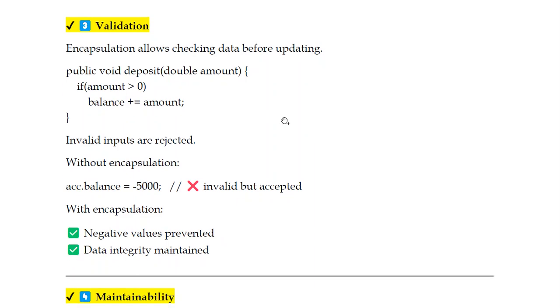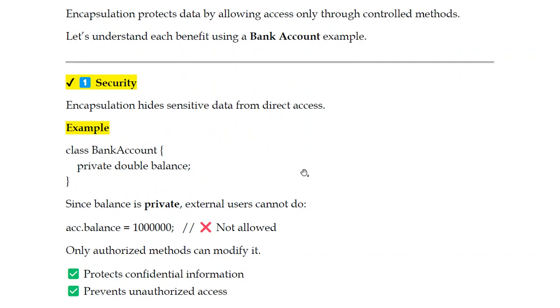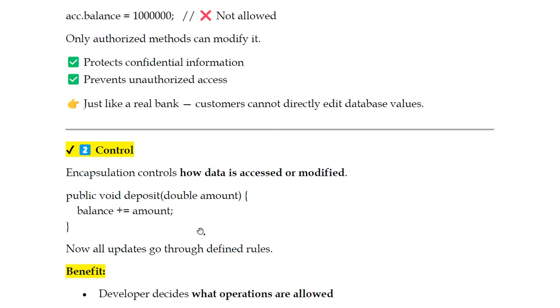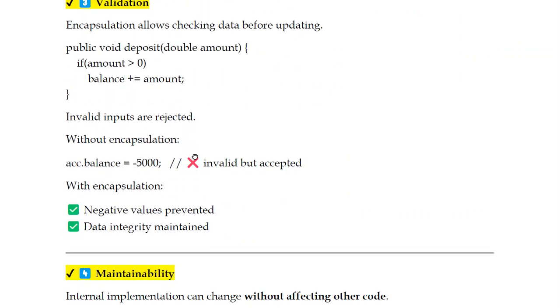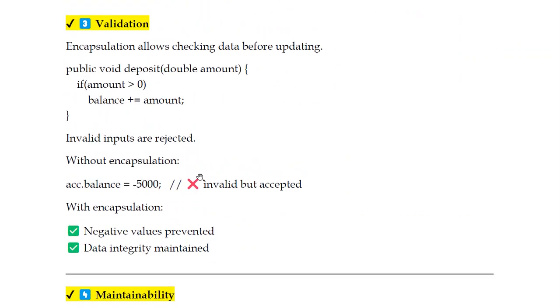Validation. Encapsulation allows checking data before updating. See here, previously we didn't have any validation. Slightly it would be confusing while we are discussing, am I right? So now it's clear. Validation will check whether the amount is greater than zero or not. Are you depositing a real amount or not? Yes. Real amount means balance plus amount. For example, the balance is already 1000, and if you pass 500, then 1000 plus 500 gives a balance of 1500.